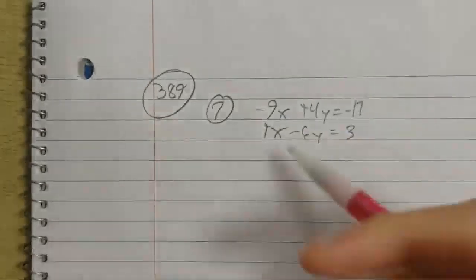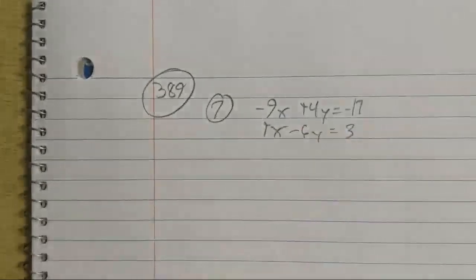So page 389 has to be elimination. Let's just line this up and finish this off. Remember, your goal is to make one of the things 0. However that is, so like number 7 is negative 9x plus 4y equals negative 17, and then 9x minus 6y equals 3. Oh, never mind, the camera worked.